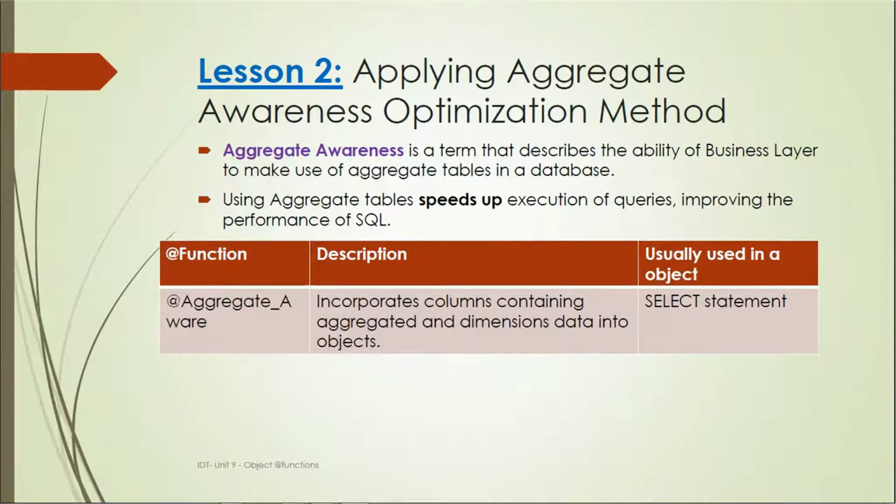Coming to applying the aggregate awareness optimization method: aggregate awareness is a term that describes the ability of the business layer to make use of aggregate tables in the database. Again, it speeds up the execution of the query and improves the performance of SQL. So it's a very powerful capability in the Information Design Tool. The description is that it incorporates columns containing aggregated and dimension data in the objects. It is usually used in a select statement. So we will see how it works.